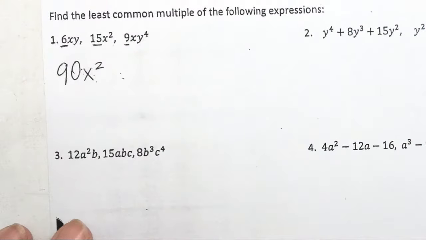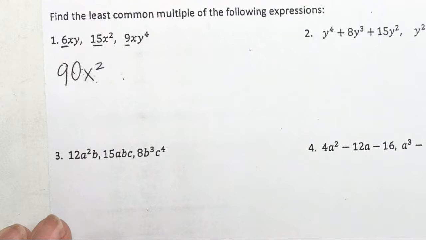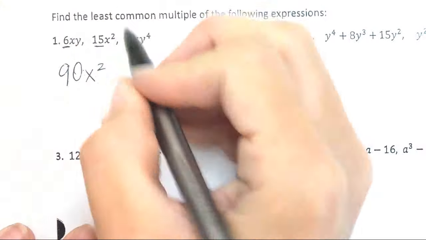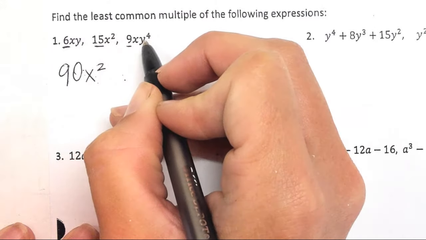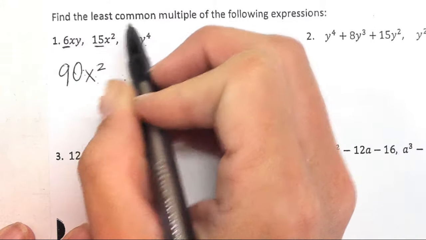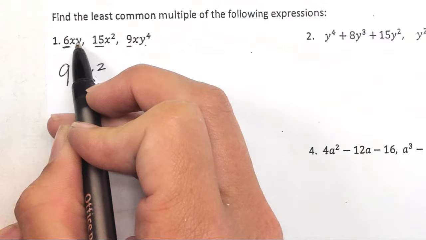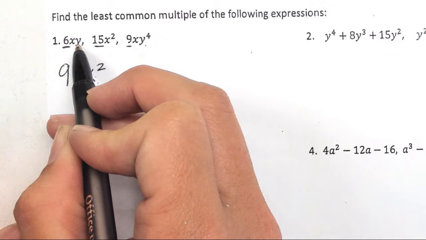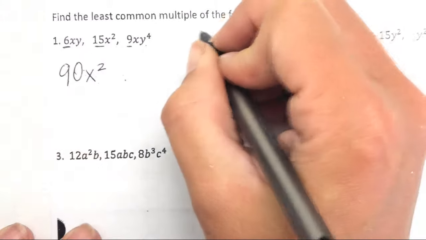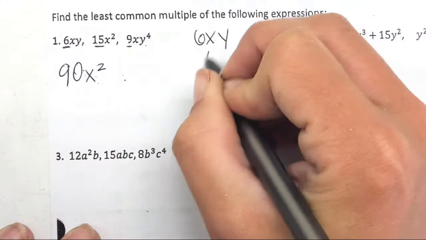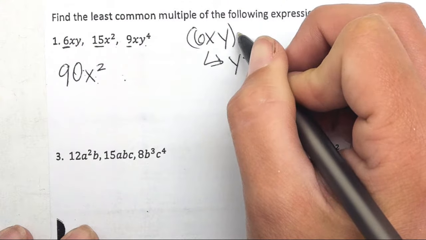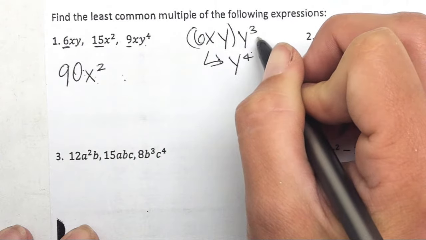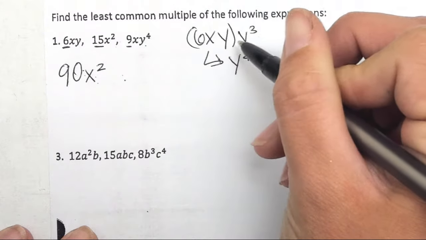What about y? Which one has the largest exponent? Good. And can y go into y to the fourth evenly? Can we multiply this by something to get y to the fourth? Let me go back. 6xy, we need this to have a y to the fourth. We would need to multiply this by, go ahead CJ, y to the third, right? So that way we can multiply and it would be 6xy to the fourth.